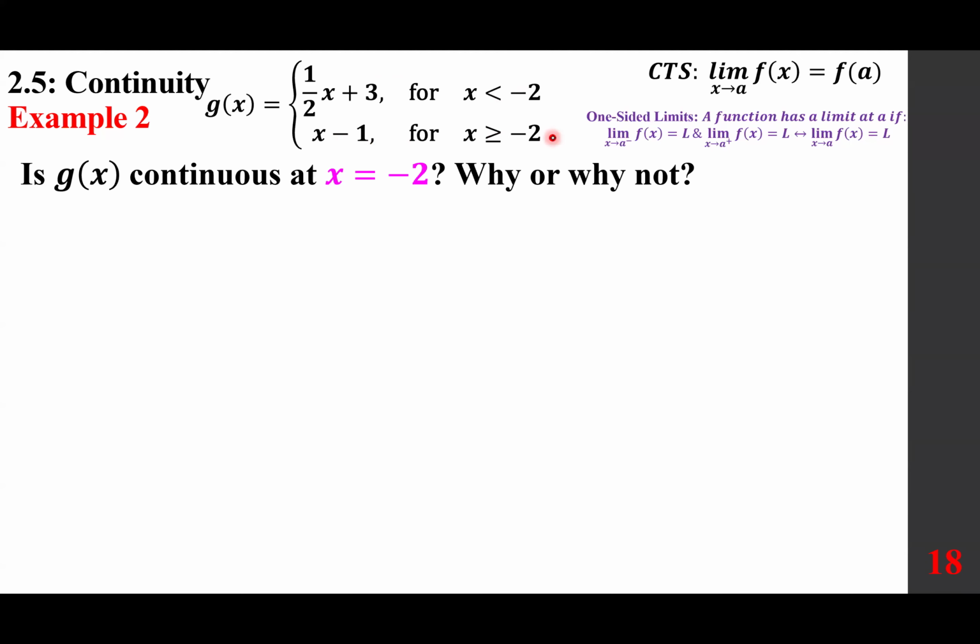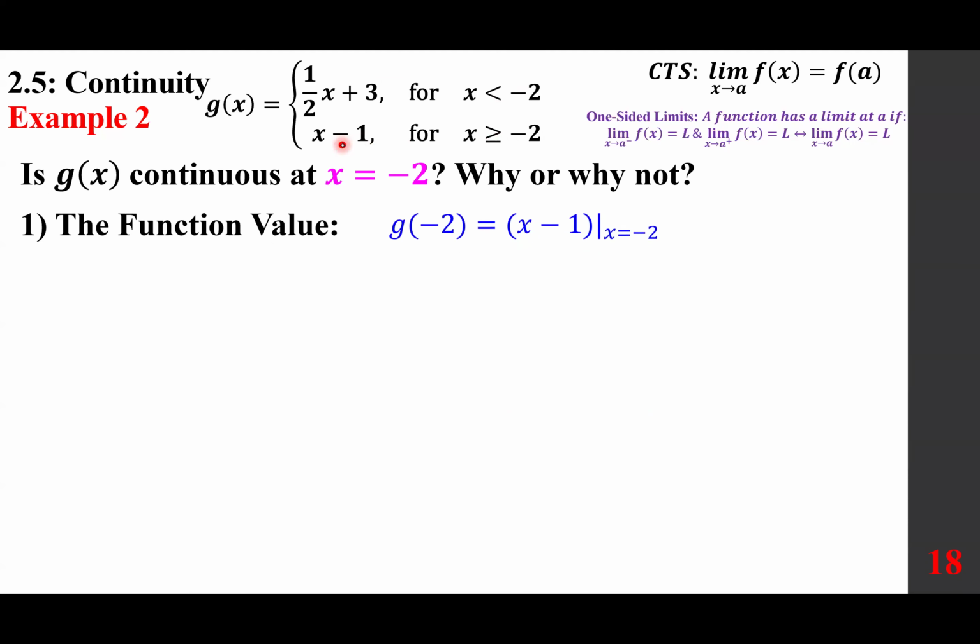We check the endpoint by looking at three things: the functional value and the left and right side limit. So the functional value goes with the equality. This is the piece that is used. You plug in and you get -3.